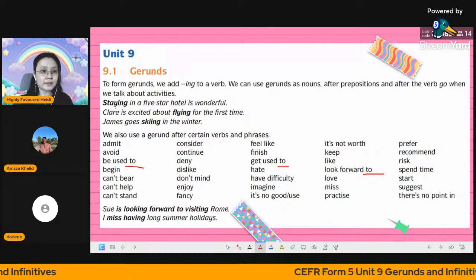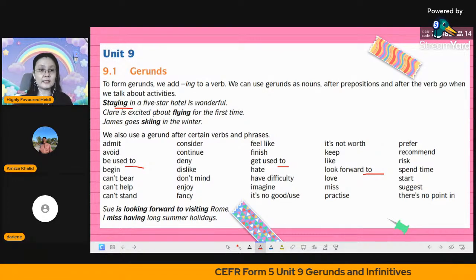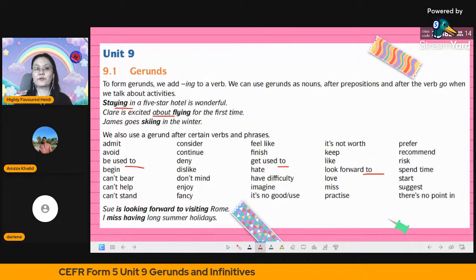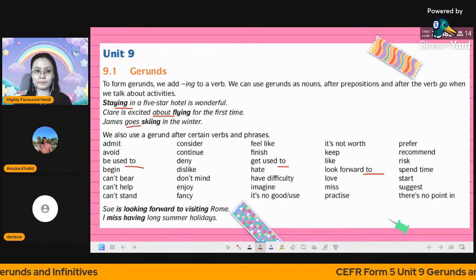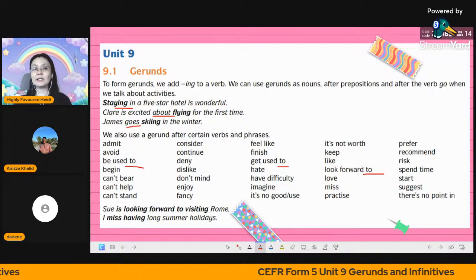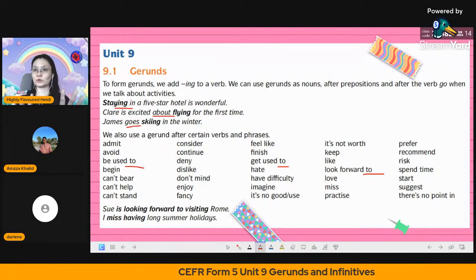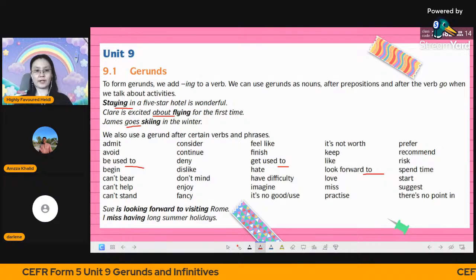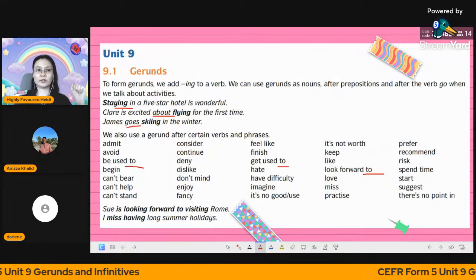Okay, where is my cursor? Then after that is after the preposition. Claire is excited about flying for the first time. Then after the verb, James goes skiing, but this one is a noun, skiing in the winter. Okay, you can look at the rest, how it is being used. Okay, let's go to the next one.